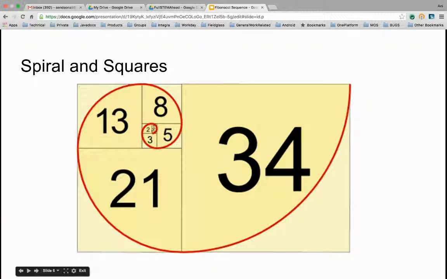Spiral and squares. Look at the spiral these numbers make. Kind of looks like a snail shell, don't you think? When we make squares with those widths, we get a nice spiral. Do you see how the squares fit so neatly together? For example, 5 and 8 make 13. Squares 8 and 13 make 21. And so on.